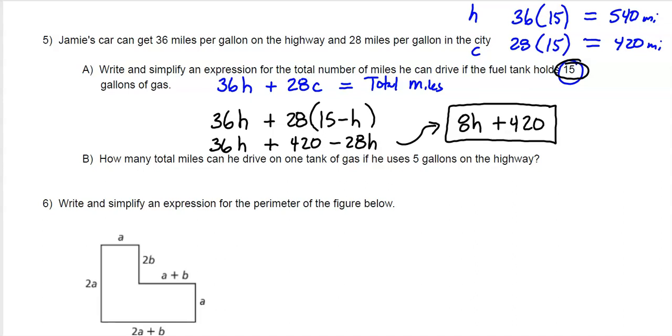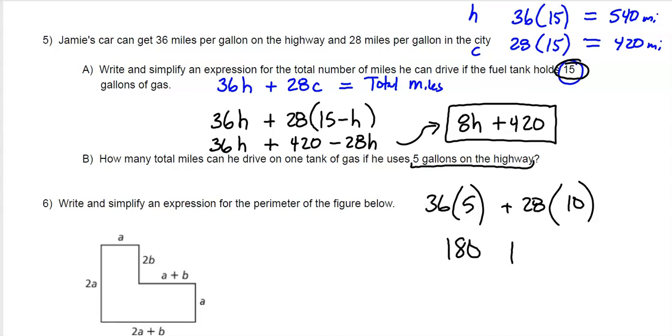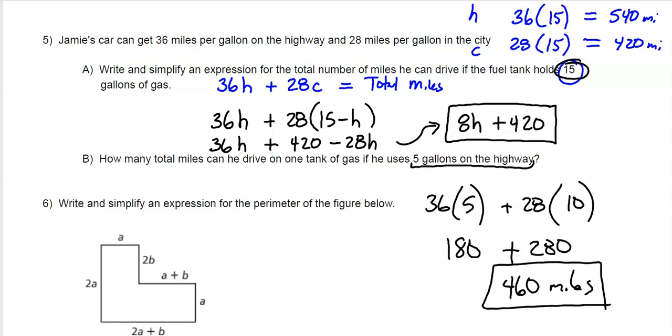So part B says, how many total miles can he drive on one tank of gas if he uses 5 for the highway? Well, 5 for the highway, so that'd be 36 miles times the 5 highway gallons. And then I should be able to get 28 miles for what's remaining, which is the other 10. All right, the other 10 for the city. And if we crank this out, we get 150 plus 30, that's 180 plus 280. So we should get 460 miles if we spent 5 gallons on the highway.